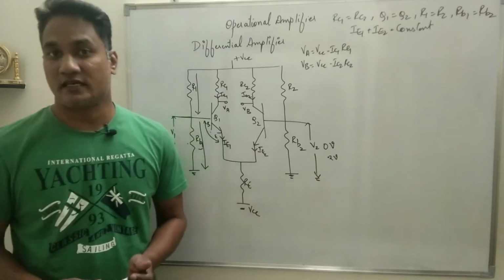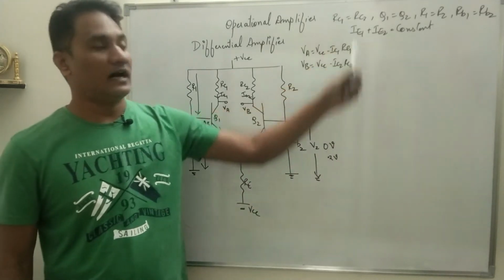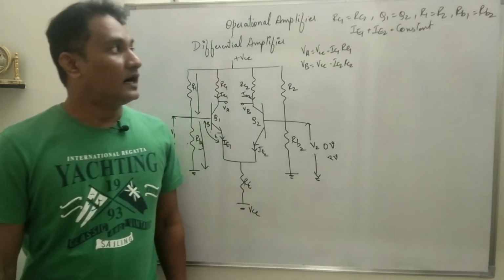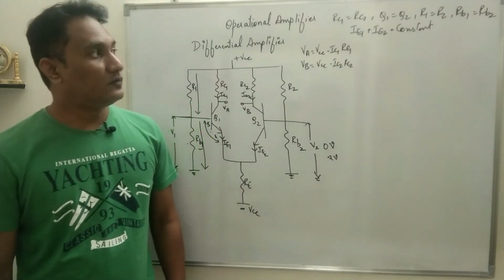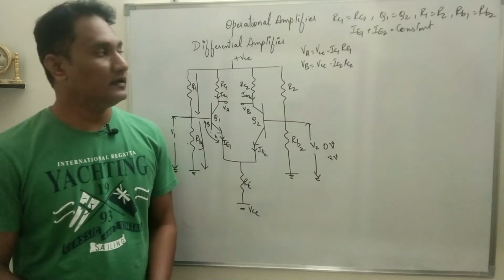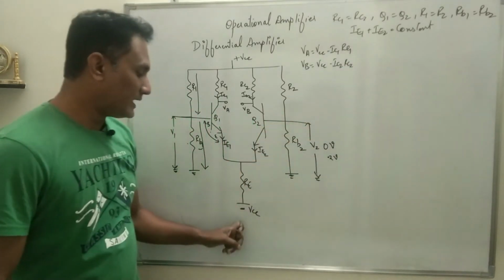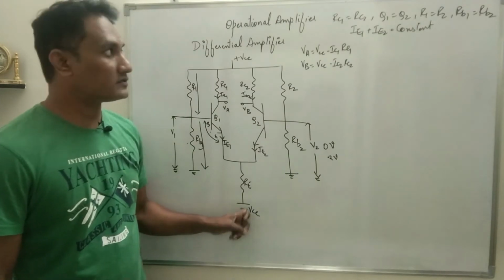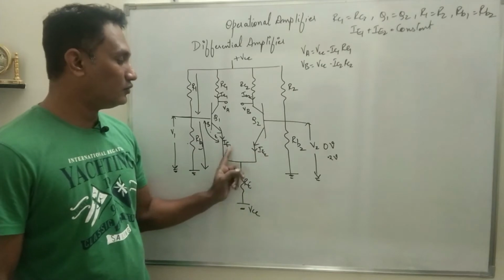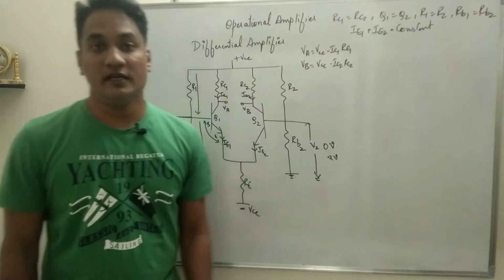And when we say the circuit should be symmetrical, that means RC1 should be equal to RC2, Q1 should be equal to Q2, R1 equals R2, and RB1 equals RB2. I will tell you why this is necessary. And of course, as minus VCC acts as a constant current source, IE1, that is the emitter current of Q1, and the emitter current of Q2, the addition of these two will be constant.